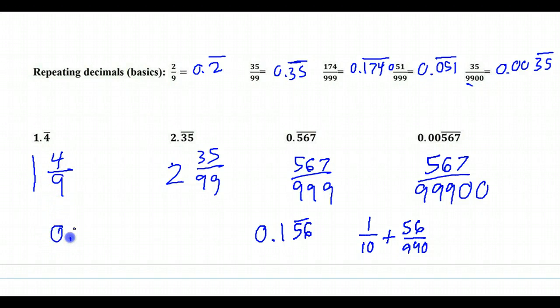And that's why if you've ever seen our most basic 0.3 repeating, this would be 3 over 9. It's one digit of repetition. We have a 3, and then if you reduce it, you get 1/3. It's our standard 1/3.